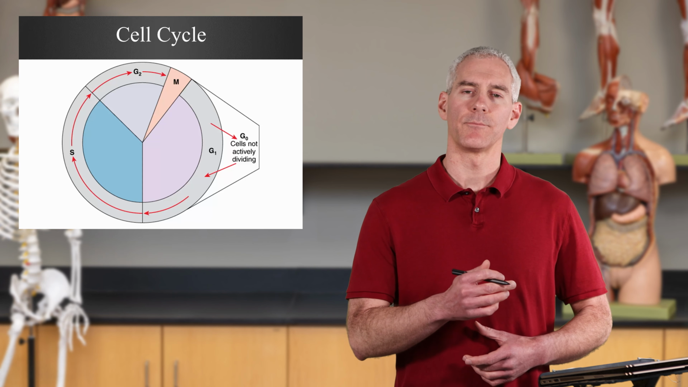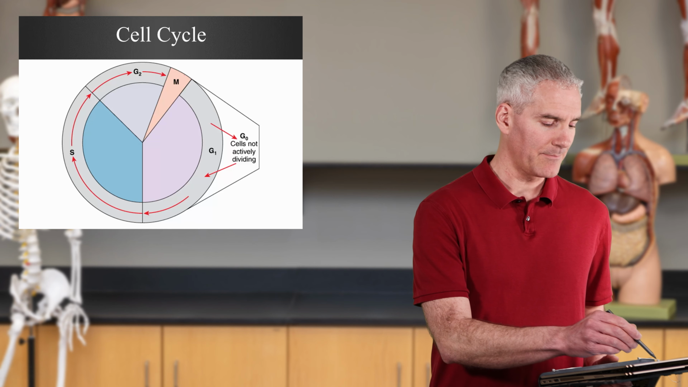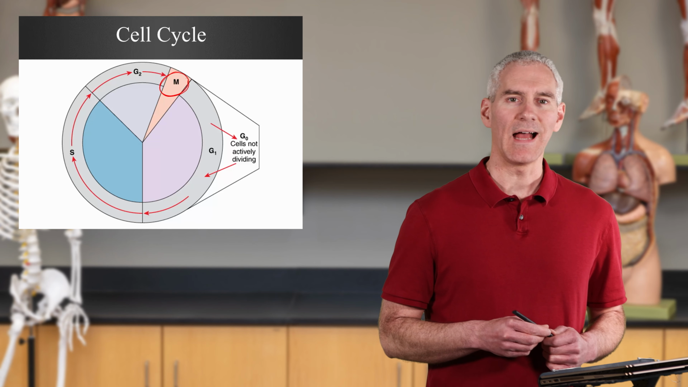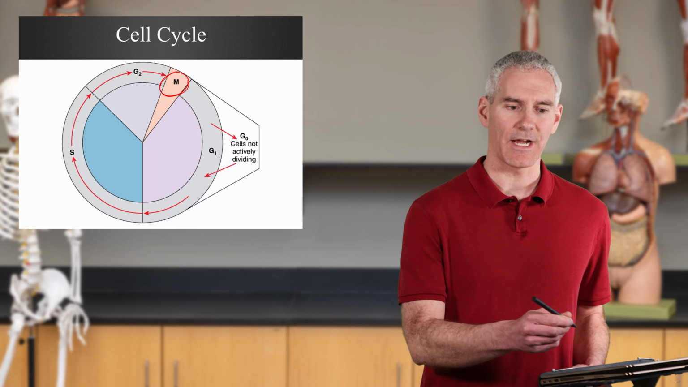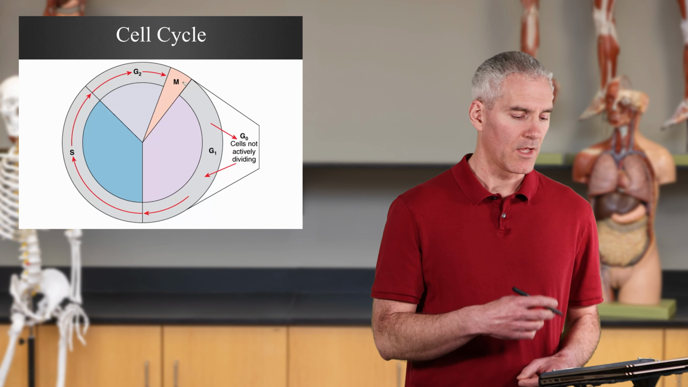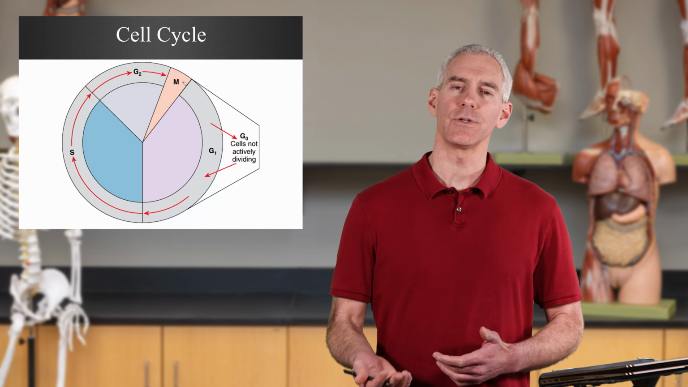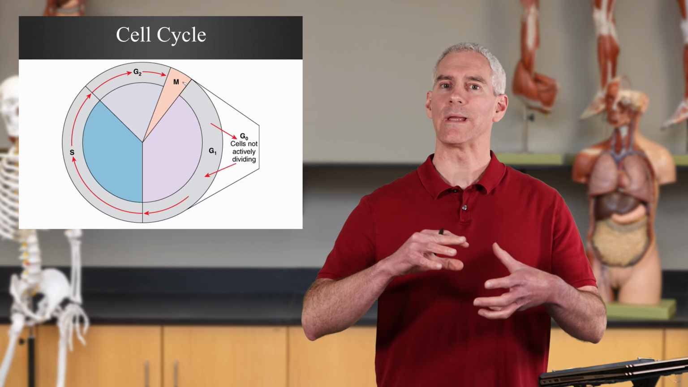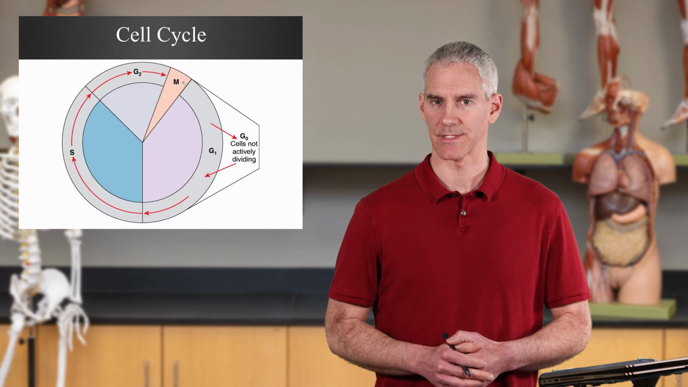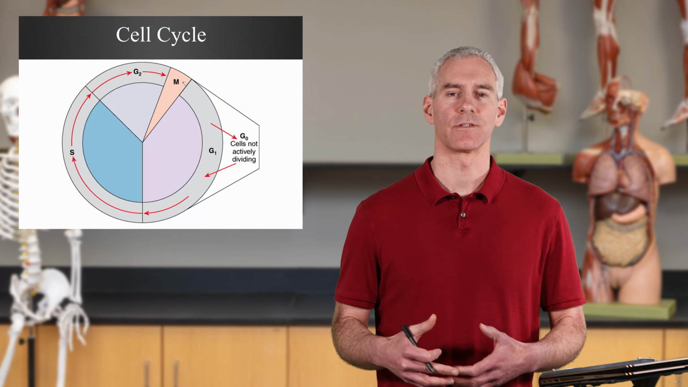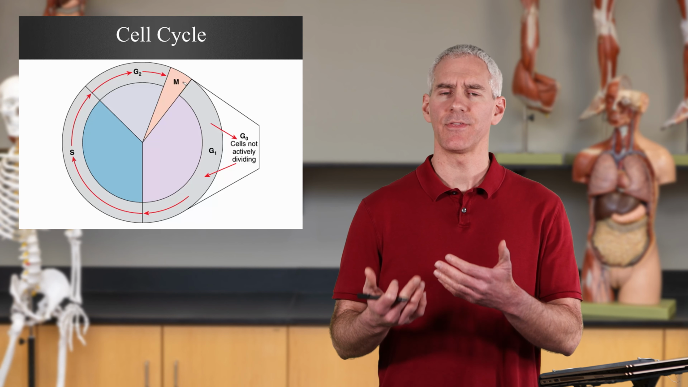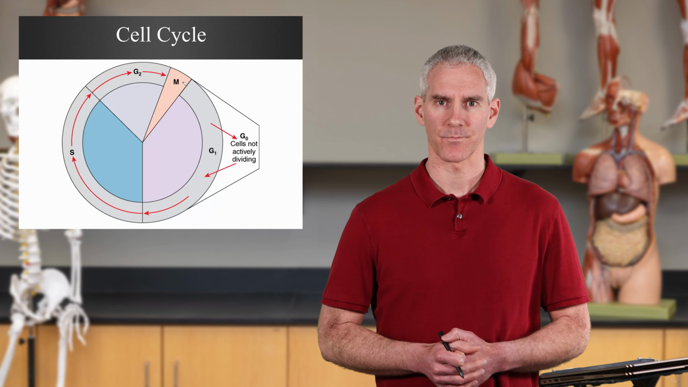The cell cycle has a couple different parts. You can see the M here. That M is where mitosis is actually occurring. You then have G1. That's a growth phase. During G1, the cell is growing after it's gone through mitosis, making sure the organelles are the full size, and making sure everything is working properly.